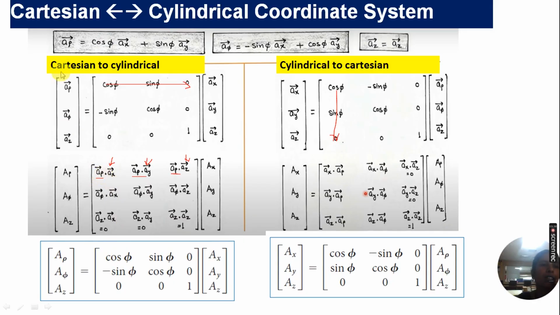Similarly, first we multiplied the complete a rho vector equation by ax cap, and second by the second column, by ay cap. If I multiply, I will get only that component term, sin phi. Similarly, if a rho is dot producted with az cap, I will get 0 because there is no az term. So if you compare these two expressions, whether it is a unit vector or a component along each of the axes in the cylindrical system, my matrix remains the same.